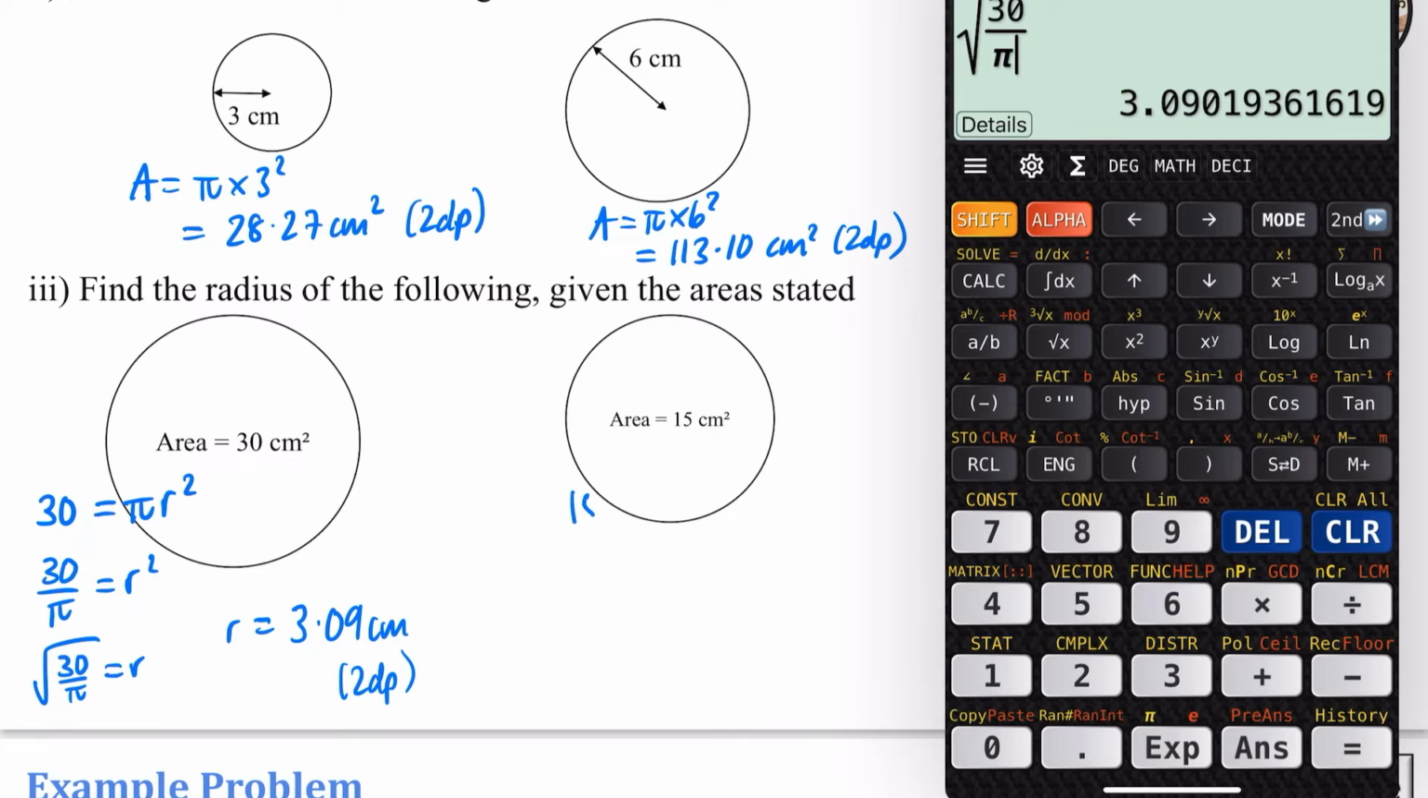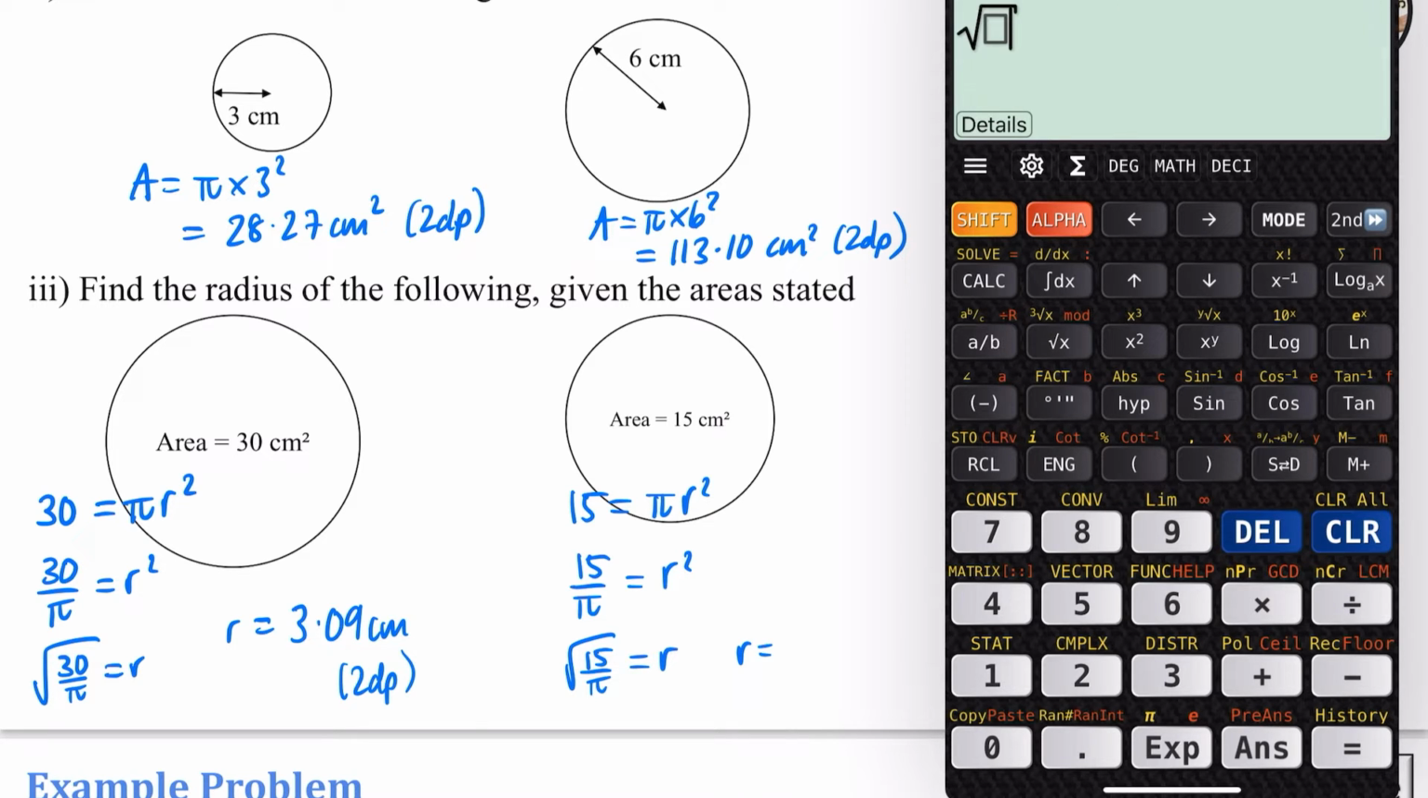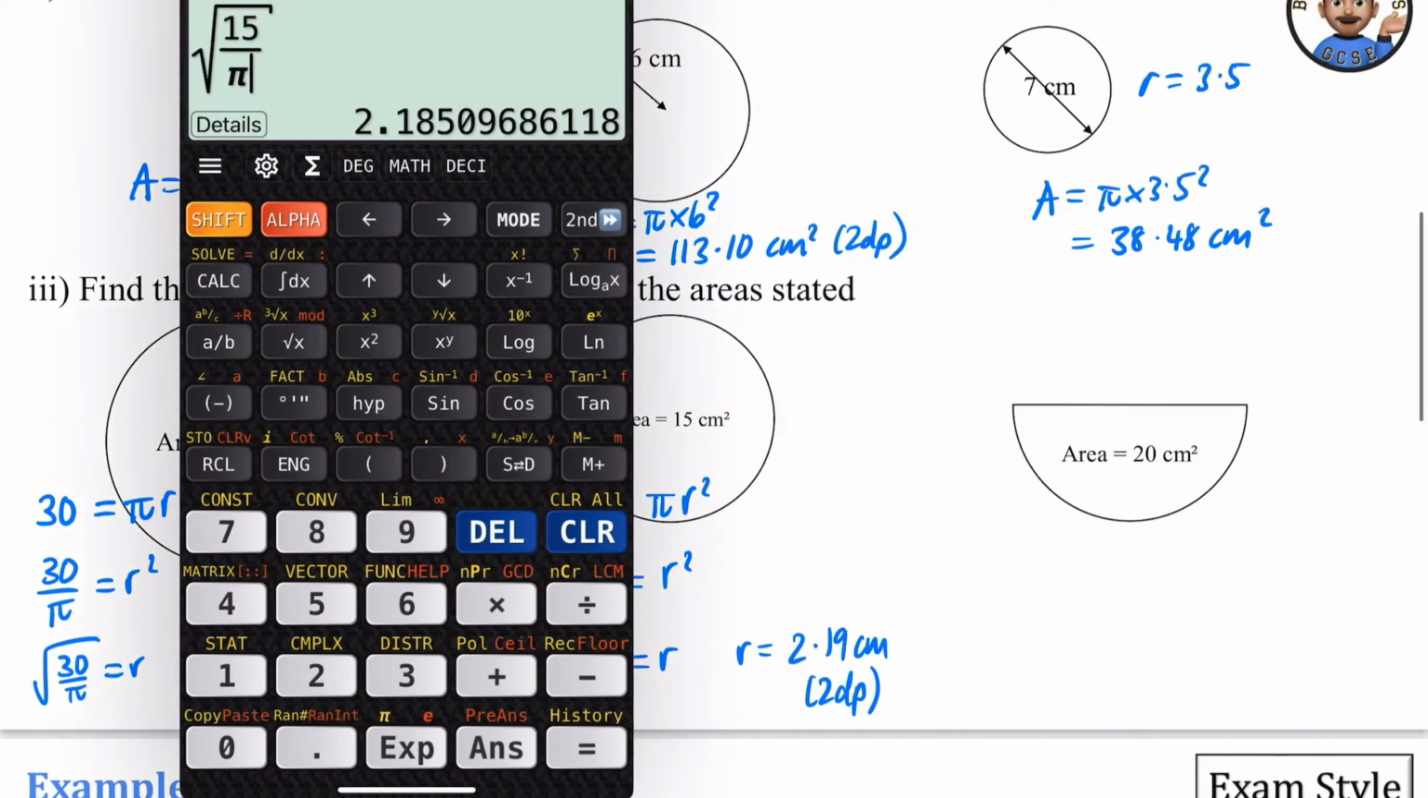Same thing for this one. The area is 15, so 15 equals pi times the radius squared, which we're going to try and find out. I'm going to make r the subject, so I will divide by pi, and then I will square root. So I'm going to do the square root of 15 over pi, and I get 2.19 centimetres to 2 decimal places.